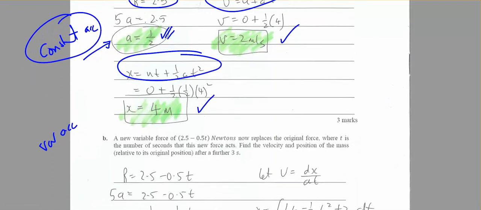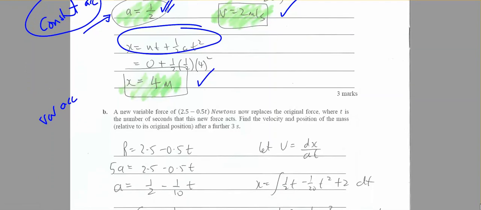Okay, a new variable force. So this was a constant force, constant acceleration, a variable force, therefore variable acceleration. I can't use these rules. You need to use integration of some sort. So I've been given my new variable force. It's a new variable force that takes on after 3 seconds. So I'm going to have 3 seconds, then after 3 seconds, I've got this new variable force.